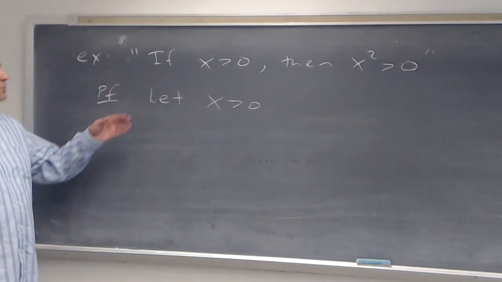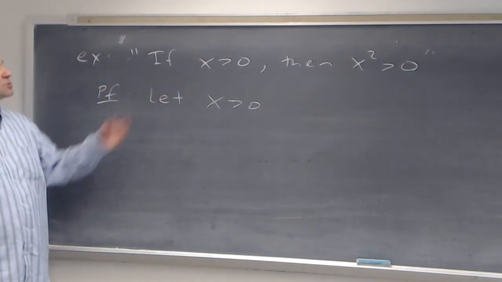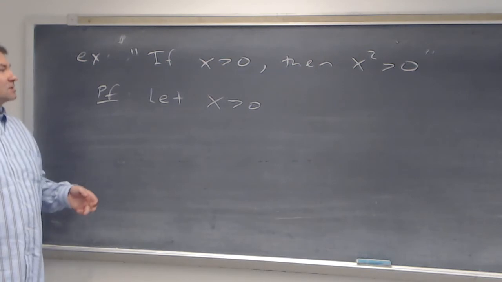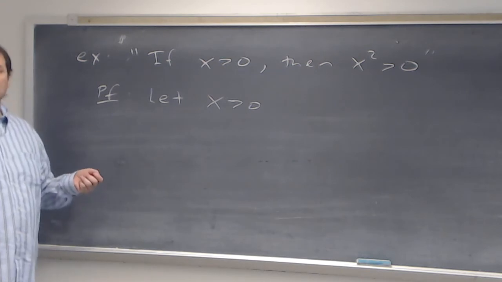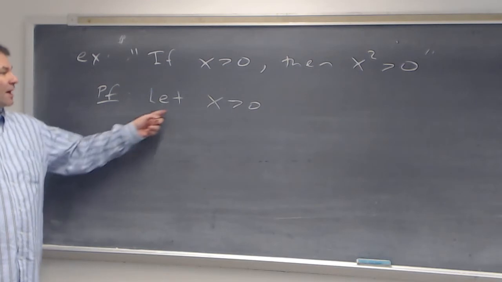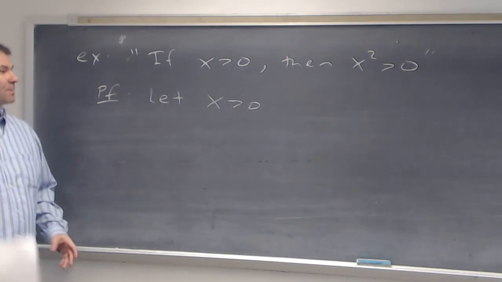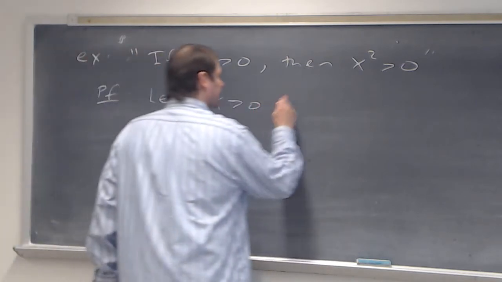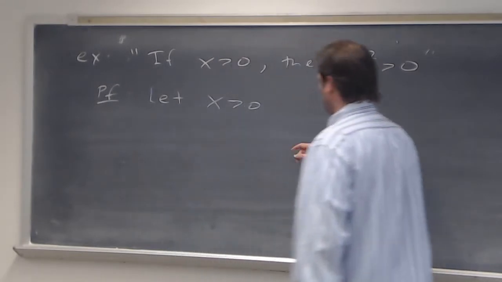So for this statement to be proven, what we need to do is make sure that the statement applies. That is, we've got to be in the situation for which the statement is talking about. So x has to be something bigger than 0. What we want to show is that x squared is greater than 0.